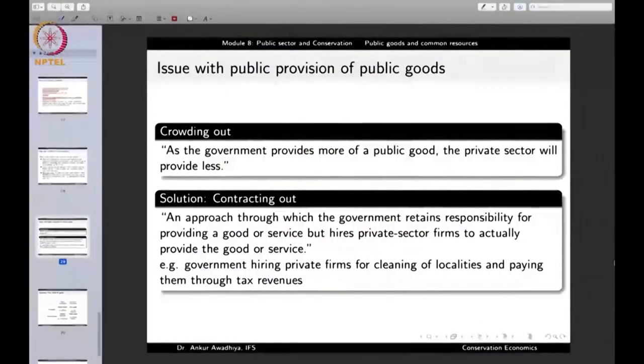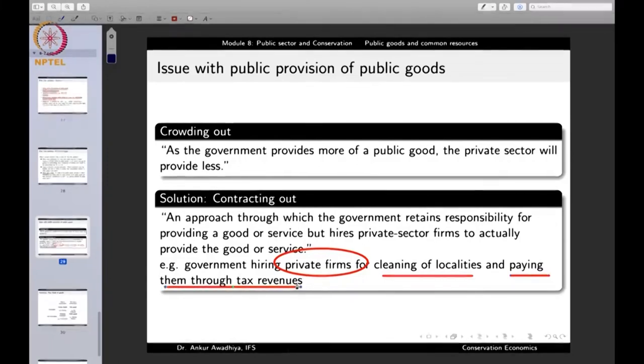But then the solution is to contract out, an approach through which the government retains the responsibility for providing a good or service, but hires private sector firms to actually provide the good or the service, such as government hiring private firms for cleaning of localities and paying them through the tax revenues. Now, in this case, the private sector will be working because they are actually doing the cleaning operation. But because the government is acting as an intermediary by paying them through the tax revenues, the free rider problem gets solved automatically because the government ensures that these private sector firms get money for doing the work. So this is an option.